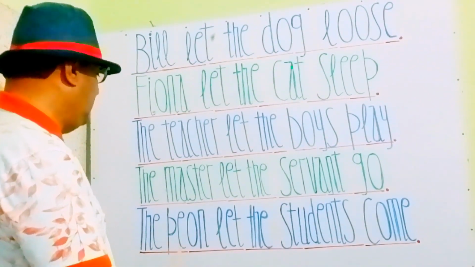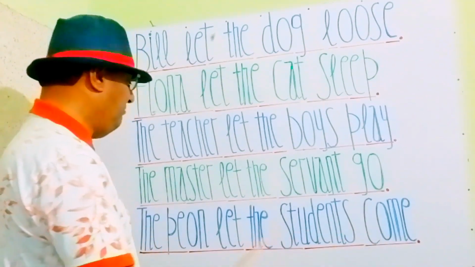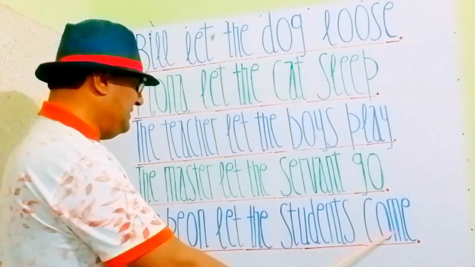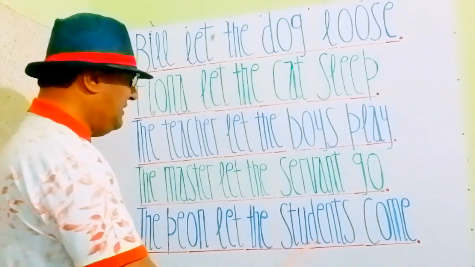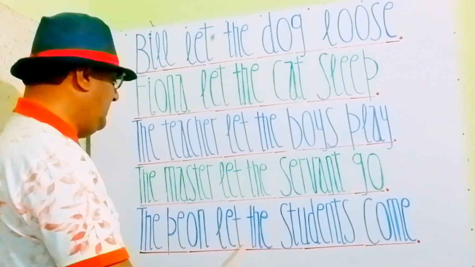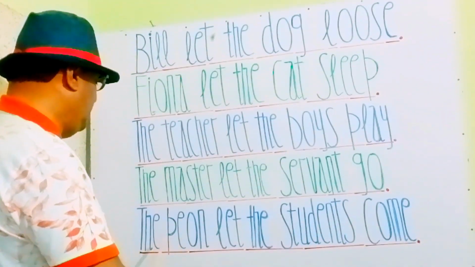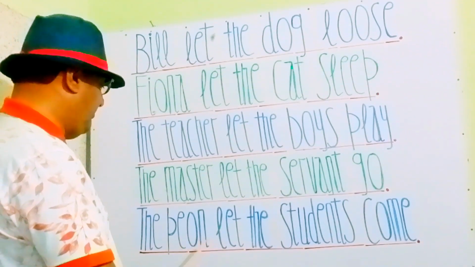Next one is: the peon let the students come. You see, my students, the peon is a subject.